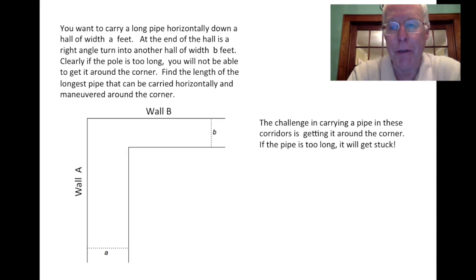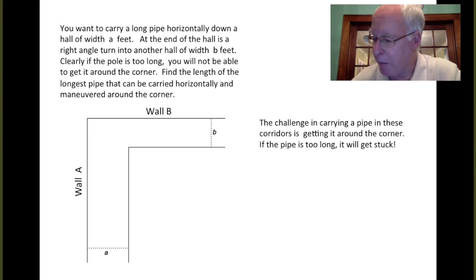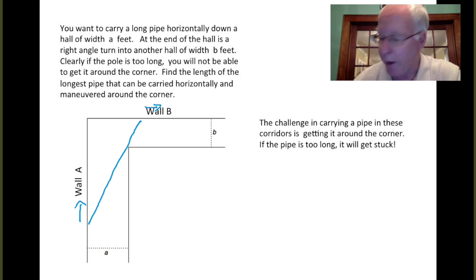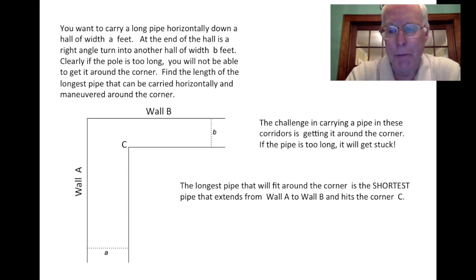Of course, the challenge here is getting the pipe around the corner, and as we saw in these illustrations, if the pipe is too long, say something like this, you can start to maneuver on the corner, pivot on this corner, but this pipe would get stuck. You could not move this end up and this end to the right at the same time. What's interesting about this problem is that though we state it as find the longest, so it sounds like a maximum problem, it really is a problem of minimization, because the longest pipe that will fit around the corner is the shortest pipe that extends from wall A to wall B and hits the corner at C.